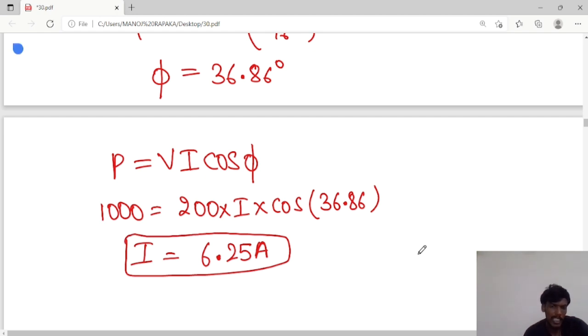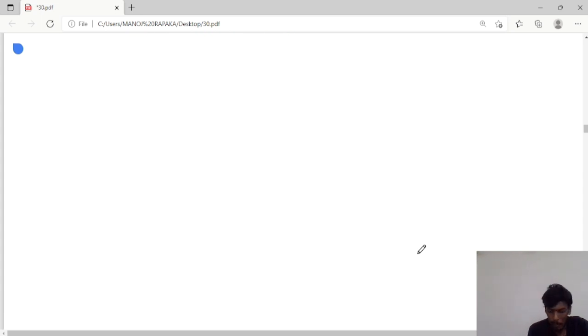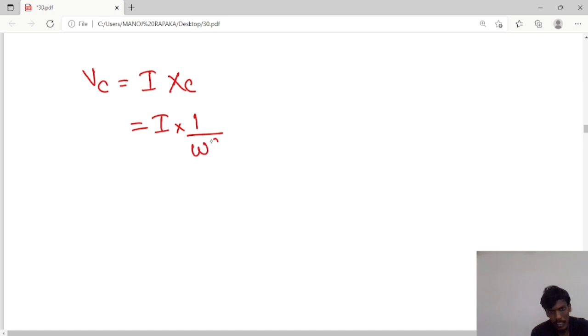And he also asked to calculate the capacitor value. For the capacitor value, as you know, the voltage across the capacitor VC equal to I into XC. I into 1 by omega C. I can write omega as 2 pi f. So I by 2 pi f C. So this is the voltage across the capacitor.